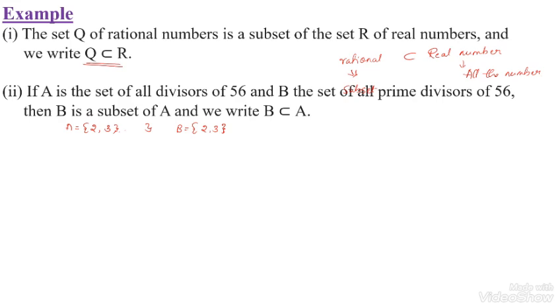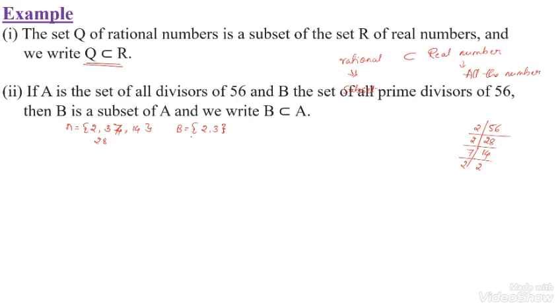Yes, definitely B is a subset of A, because the set of all divisors contains some divisors like 2, 4, and so on. So we have to calculate the divisors of 56. I will take here 2. 2 ones are 2, 2 fours are 8, 7 twos are 14. The divisors of 56 are 1, 2, 4, 7, 8, 14, 28. These are the divisors of 56.